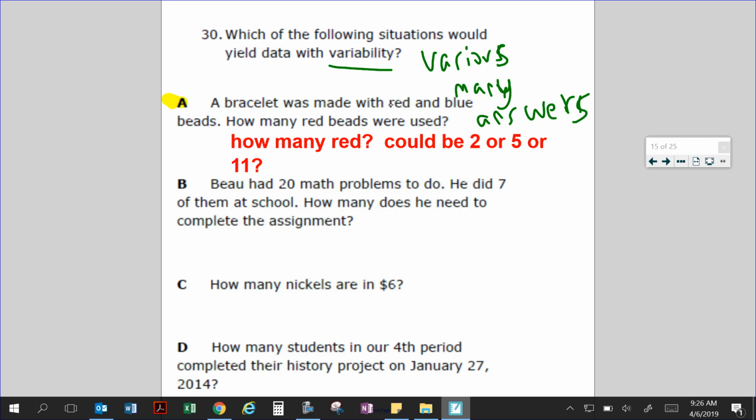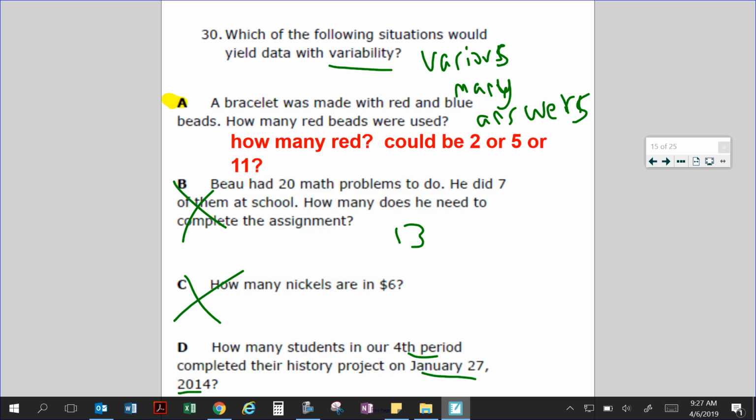A bracelet was made with red and blue beads. How many red beads were used? I don't know. They didn't tell us. It could be a lot of beads. It could be little beads. Bo had 20 math problems to do. He did 7 of them at work. How many does he have left to do? 13. One answer. How many nickels earn $6? Well, there are 20 nickels in a dollar, so 120 nickels. One answer. How many students in our 4th period class completed a project on January 27, 2014?